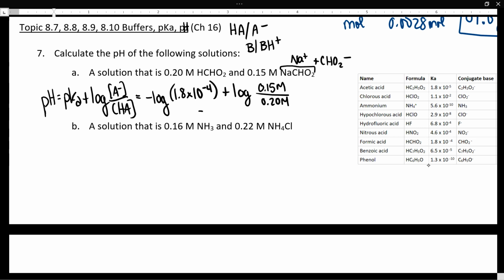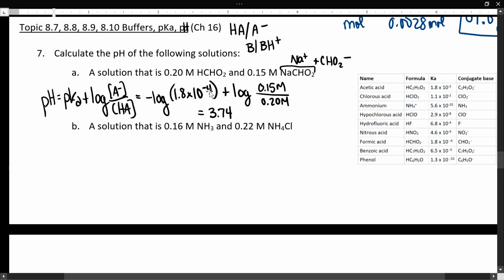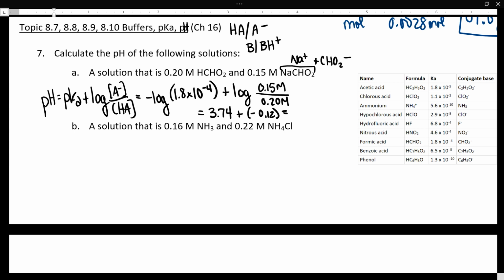And so I'm just going to now stop and plug this in my calculator. So 1.8 e to the negative 4, negative log of it. So my pKa is 3.74. Your pKa should always be a little bit less than whatever this exponent is, so it's a little bit less than 4. And then plus the log of 0.15 divided by 0.2. Take the log, and it is a negative number. Plus 3.74. So you end up with a pH of 3.62.